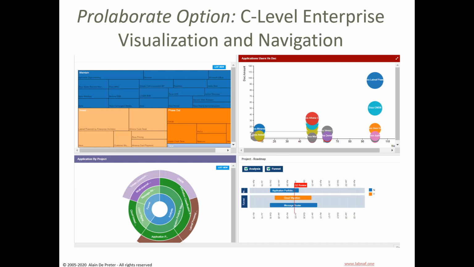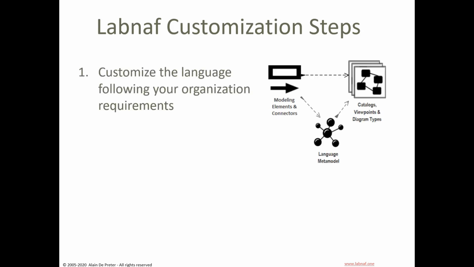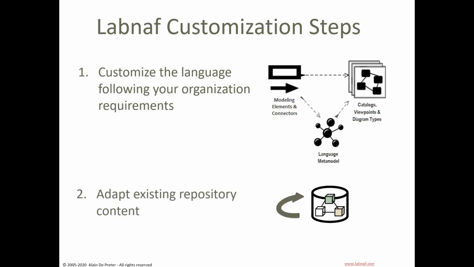It shows for the key applications how much documentation is available and the number of users. Then in the bottom left corner there is a nested pie. This is to navigate projects and the impacted applications. And finally, in the bottom right corner, you see a roadmap of projects classified by status. And what about customization? Yes, Labnaf provides many productivity features for this as well, and can also transform any language inside an existing model. But we will see this later.